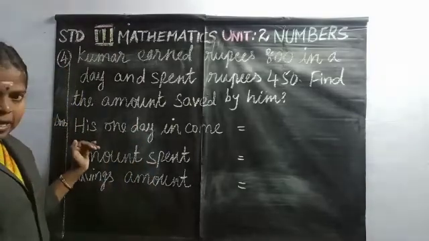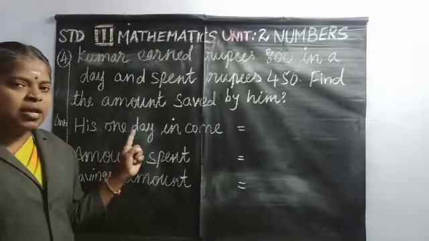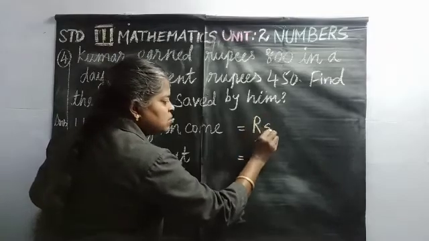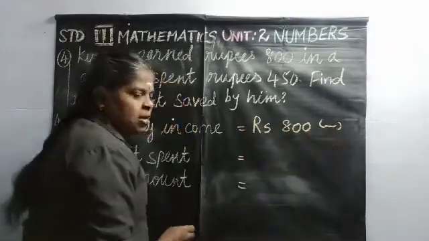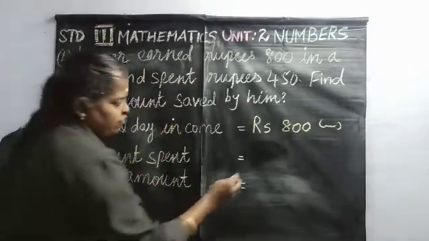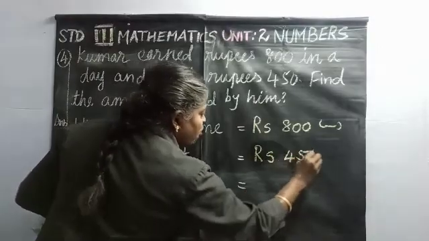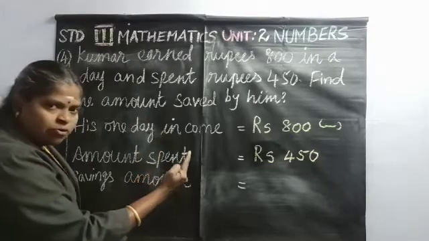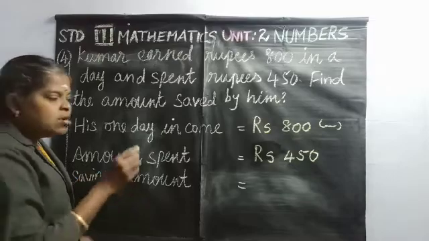First, we have to write his one day income. His one day income is rupees 800. Amount spent is rupees 450. He spent 450. We want to find the saving amount, so we have to subtract.